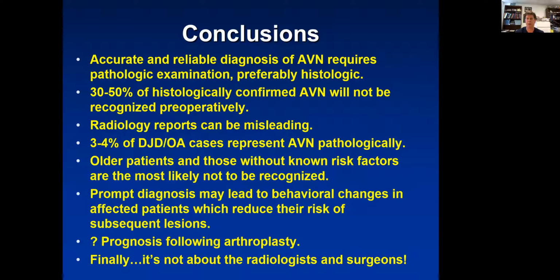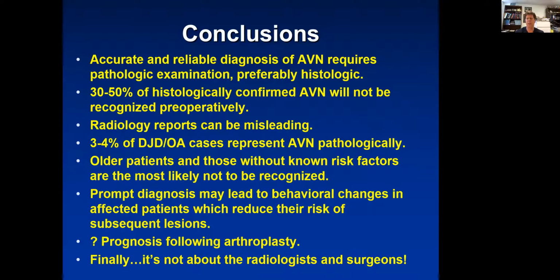And when you're doing as many arthroplasty specimens as we and they do, that turns out to be a lot of cases. If you look specifically at the cases that are missed, they tend to be older than 60 years of age, and these patients often, not always, it's not absolute, will not have the known risk factors, particularly alcohol abuse or chronic steroid use that we have typically associated with AVN.